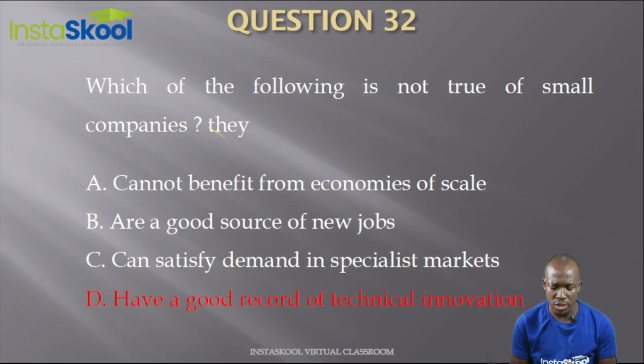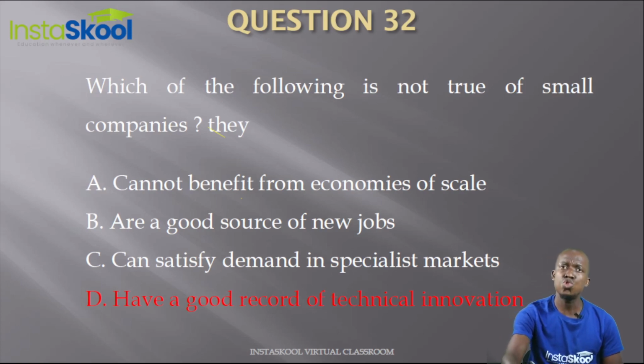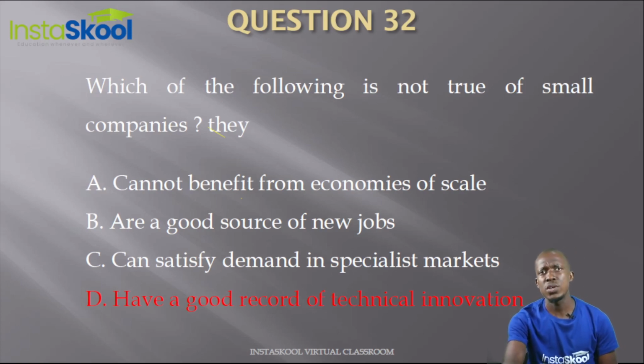Option D says have a good record of technical innovation. No, many times they don't get involved in innovations. They just use what has been innovated. So option D is not true about small-scale companies. Option D is the odd one out.